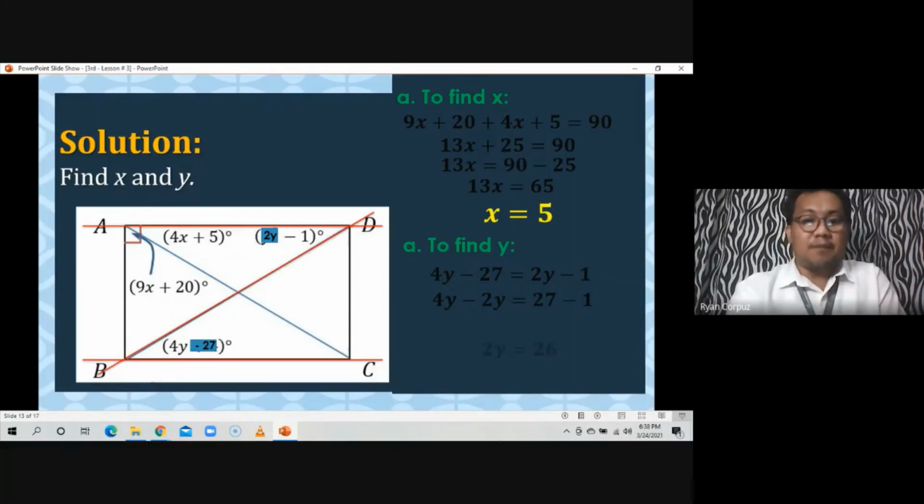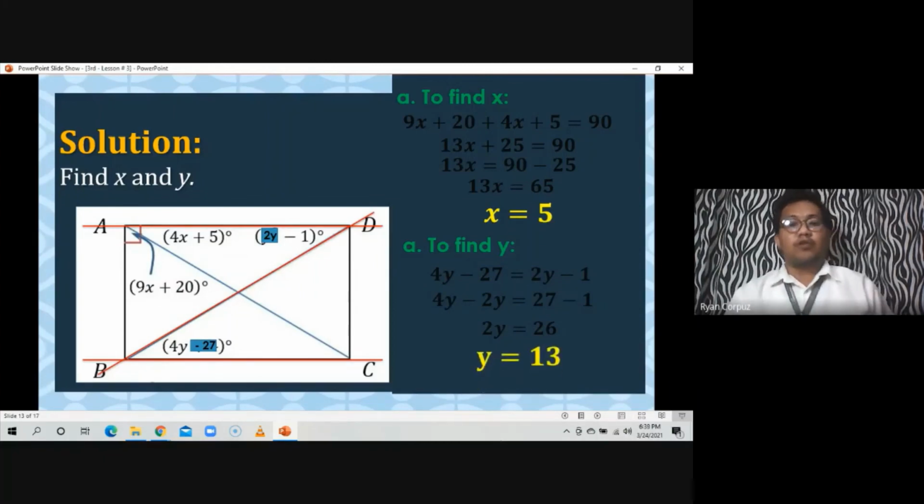Then simplify, and we come up with 2y is equal to 26. Solve for y, divide both sides by 2. So that will come up with the value of y, which is equal to 13. So the value of x is 5, while the value of y is equal to 13. So that's how we answer example number 3.